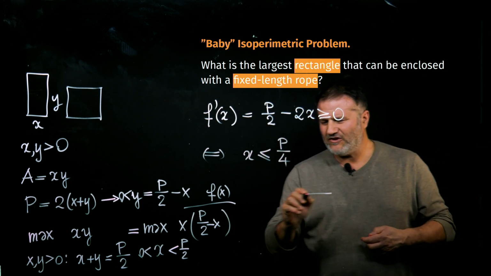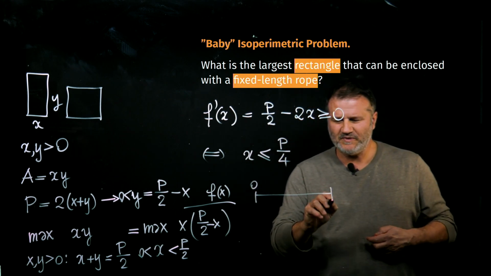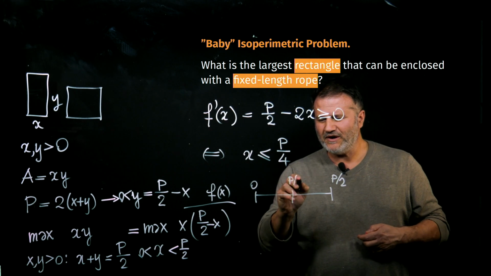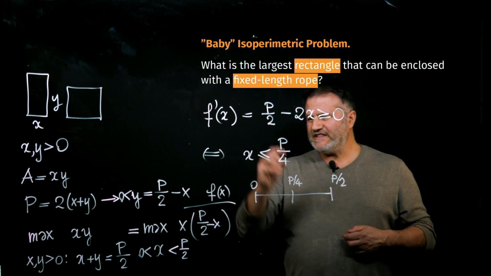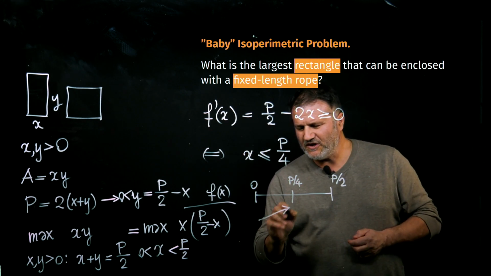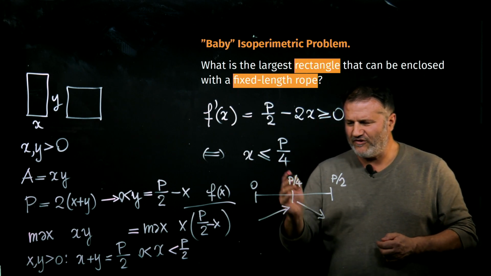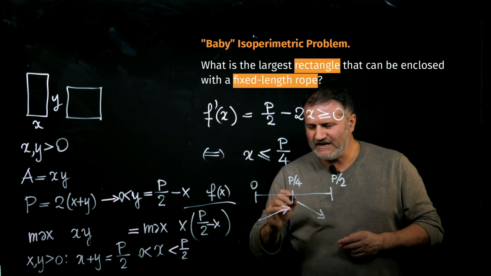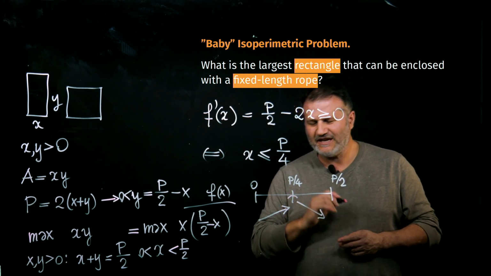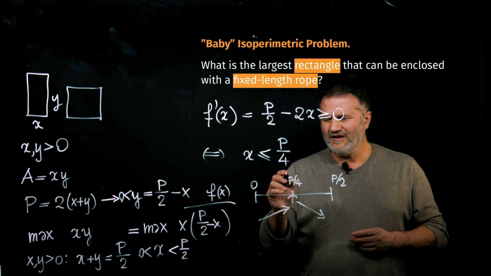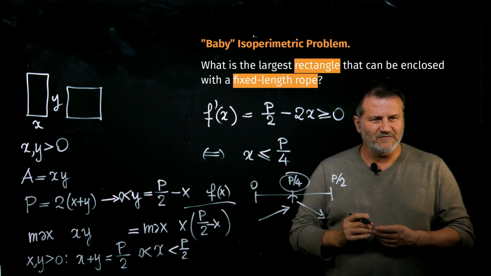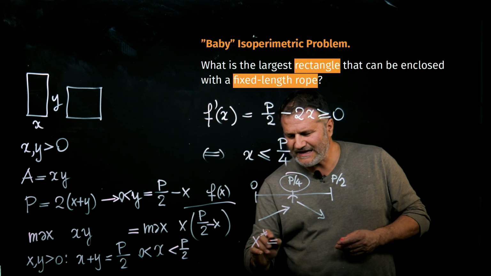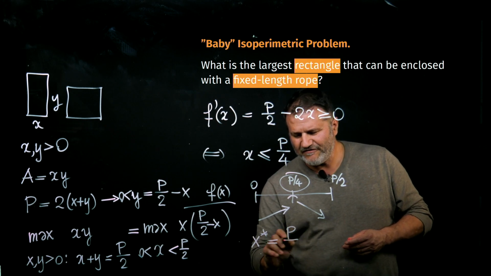So we see that on the interval from 0 to p half, we have p over 4, which is the midpoint of the interval. The derivative is positive from 0 to p over 4, and it is negative from p over 4 to p over 2. And moreover, this function is clearly well defined and continuous here. This means that that point, p over 4, is the maximum for the function f. And therefore, this is the optimal x equal to p over 4.